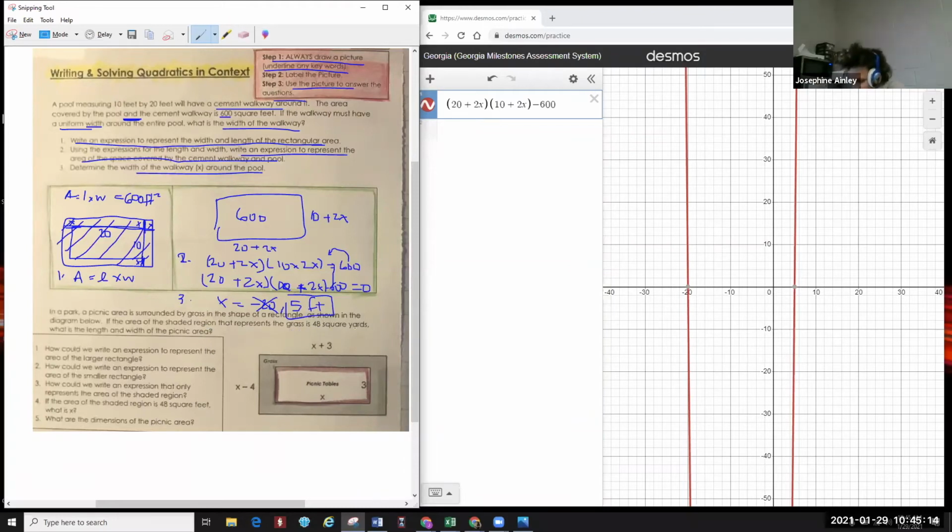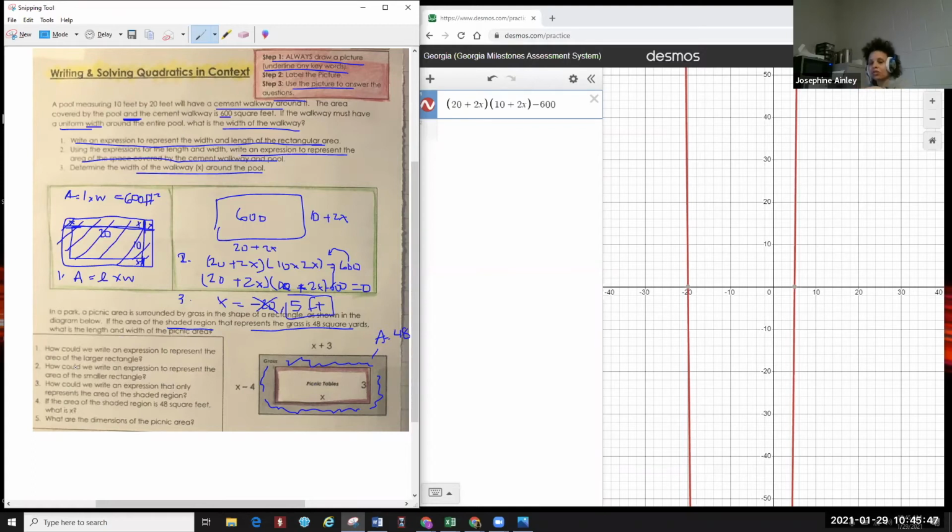All right, so be very careful. This is saying this area right here, not including the picnic table. A picnic area is surrounded by grass in the shape of a rectangle, so that's this shaded region. If the area of the shaded region that represents the grass is 48, so only the shaded region is 48, the area is 48. You're going to write that down because you're going to need it. What is the length and width of the picnic area?